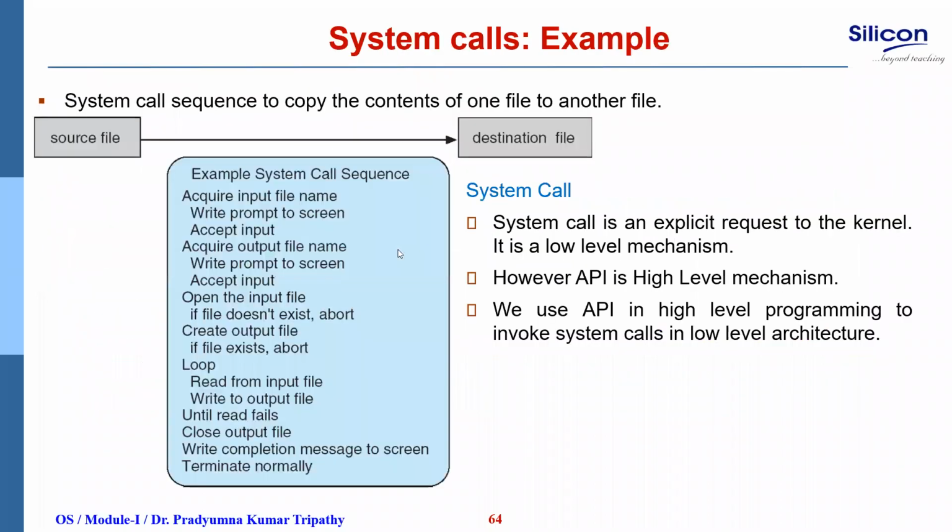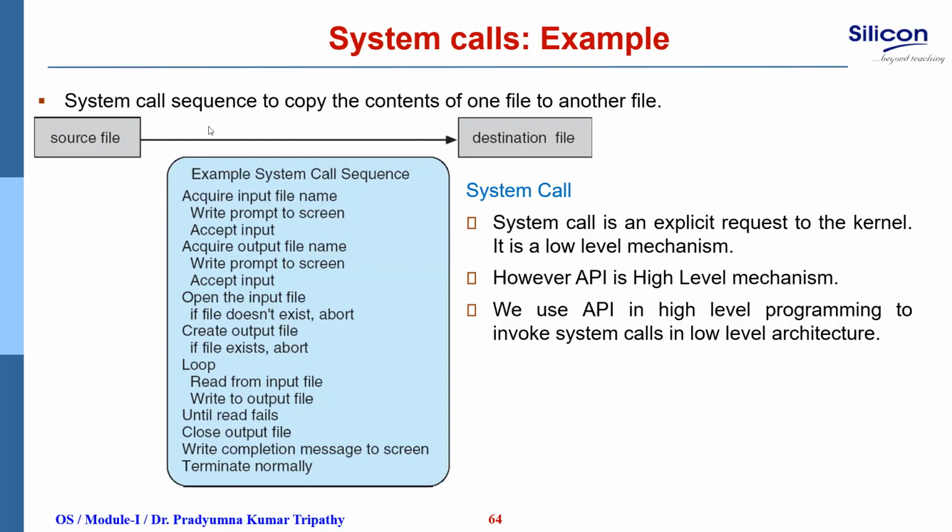We'll go for an example. We'll see an example of how the system calls are actually made. Suppose the example is the system call sequence to copy the content of one file to another file. Usually in Linux, suppose I want to copy a file to another file, what do you do? cp source file name with path, space, target file name with path, so that the source will be copied to the target location.